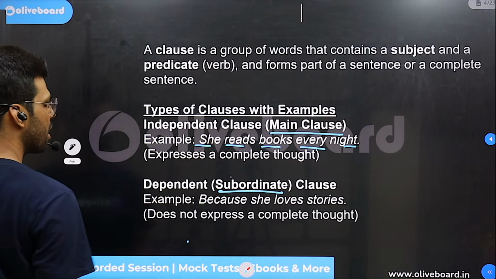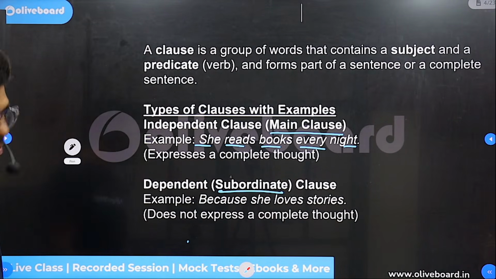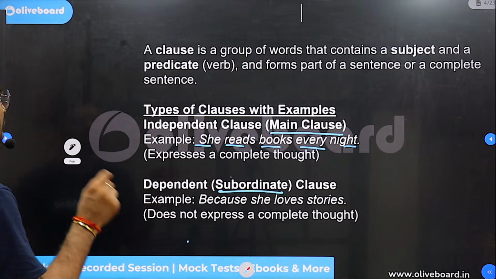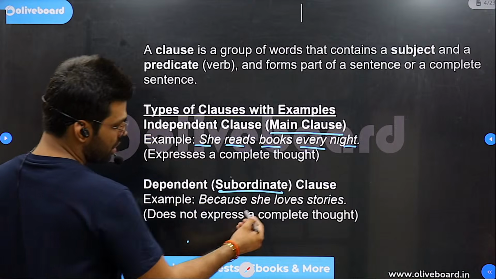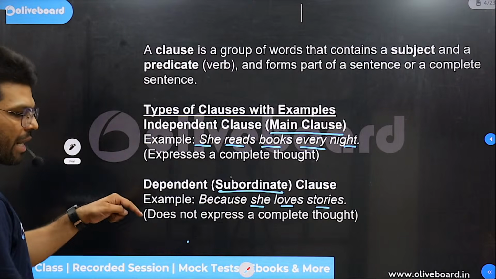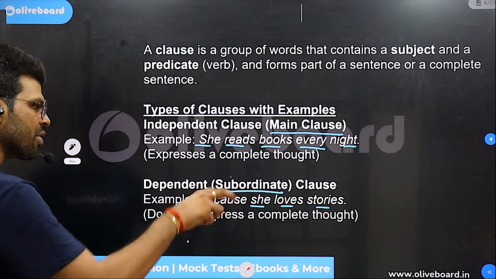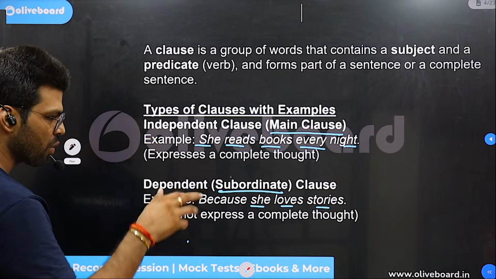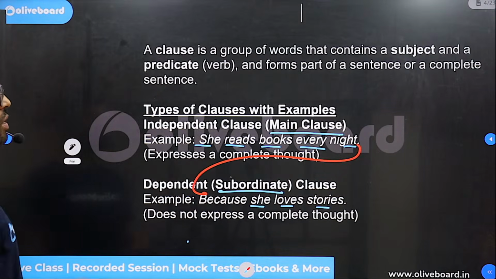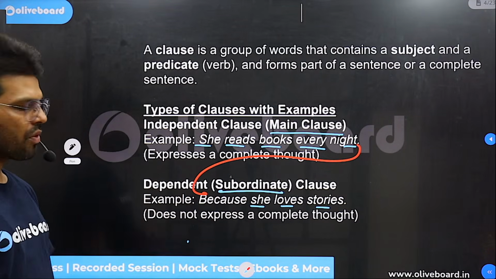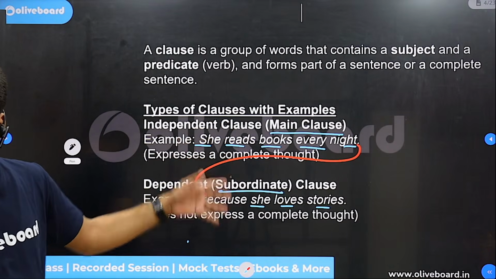So, "She reads books every night." It has a subject, it has a verb, and it's not dependent on any other statement. I repeat, it's not dependent on any other statement. So, an independent clause. But this sentence, "because she loves stories," is dependent on another statement. That's not independently complete. "Because she loves stories." So because she loves stories, what? What if I combine both sentences? "She reads books every night. Why? Because she loves stories." So that's still an independent clause, and that is dependent on the previous statement. That's how we name them.